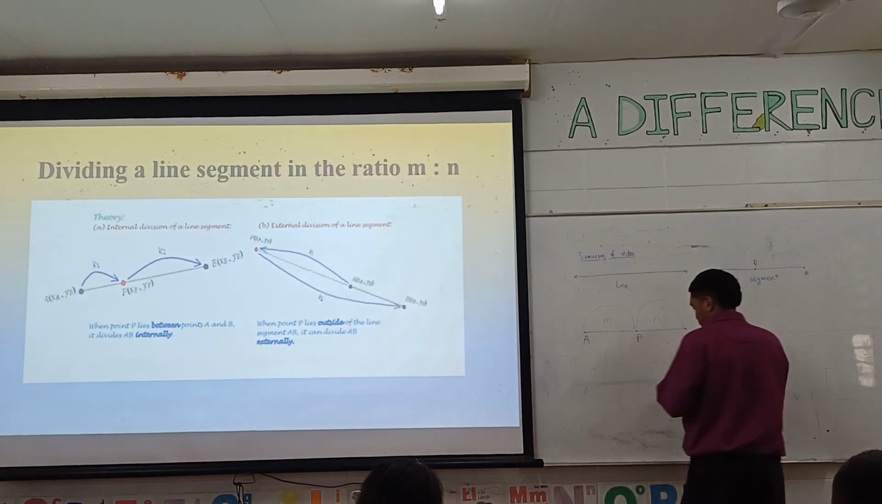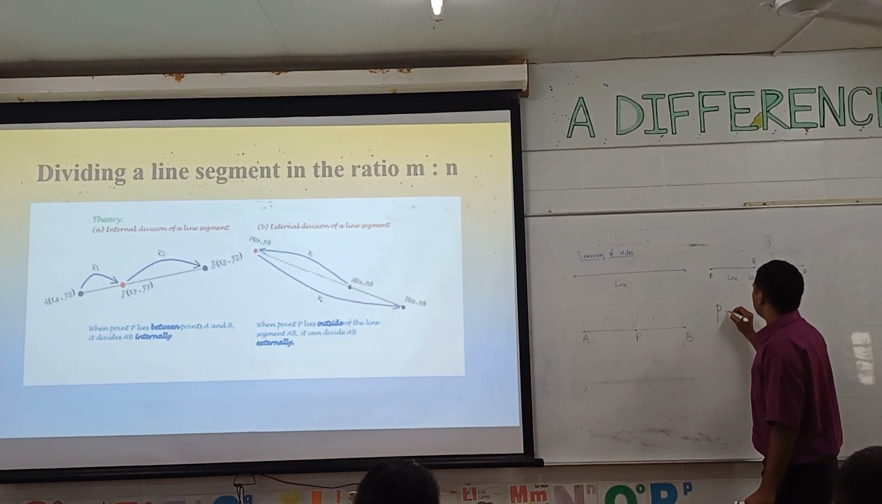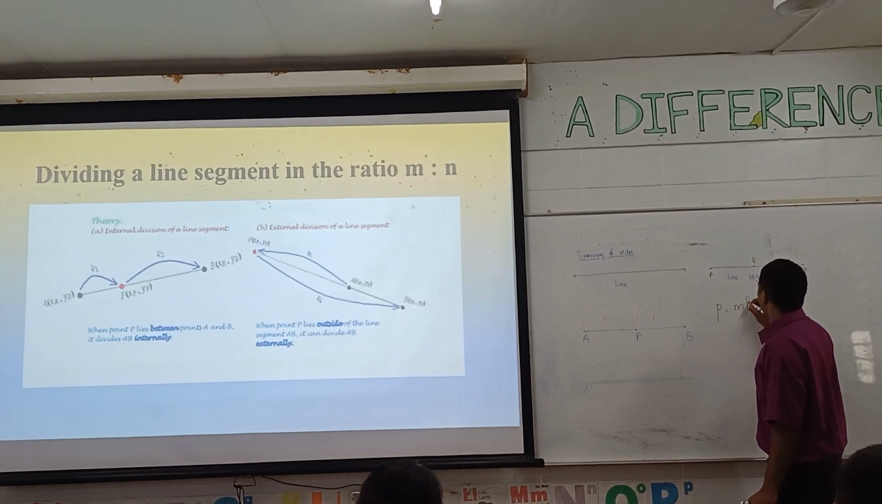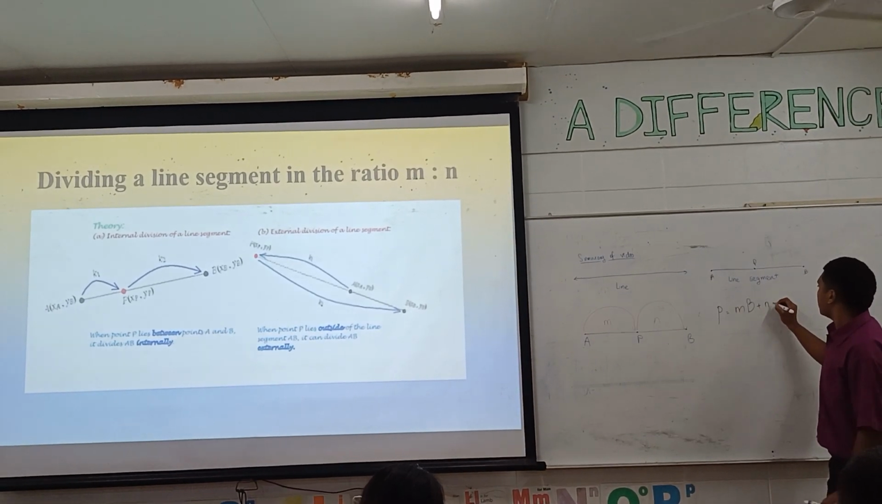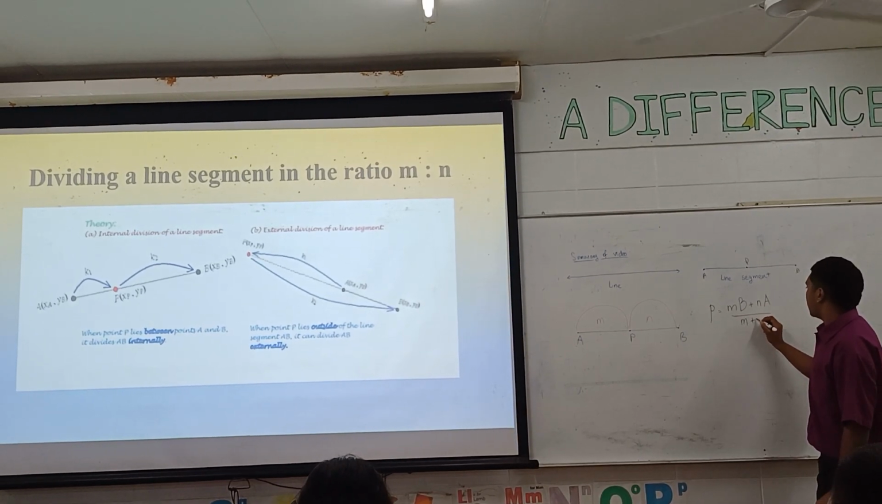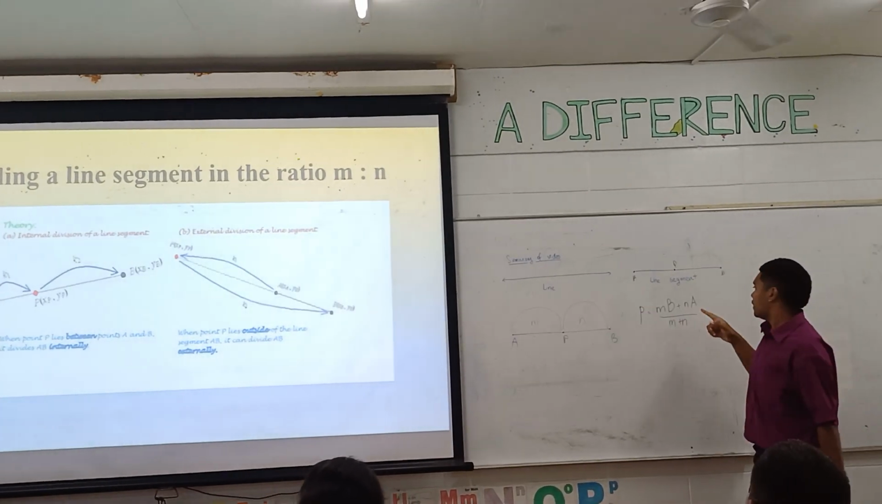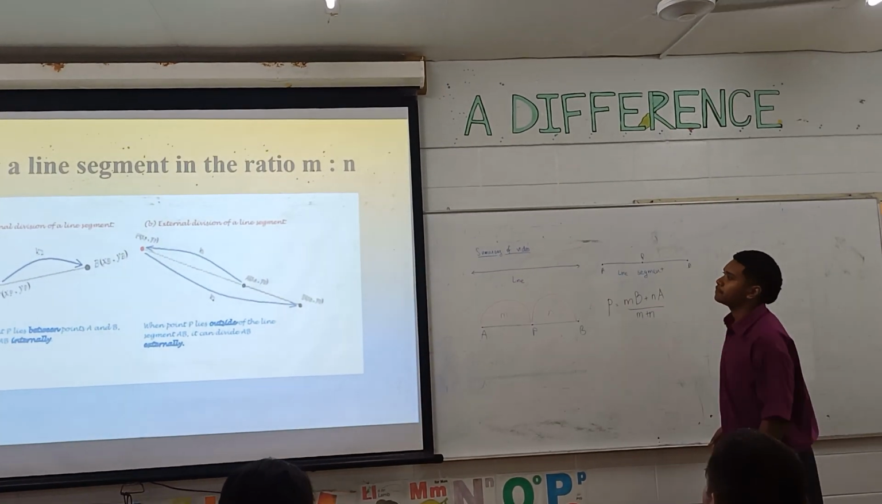For this, it's important to know the formula. The formula for P is equal to M multiplied by B plus N multiplied by A, divided by M plus N. So now you know where your M comes from and where your N comes from.